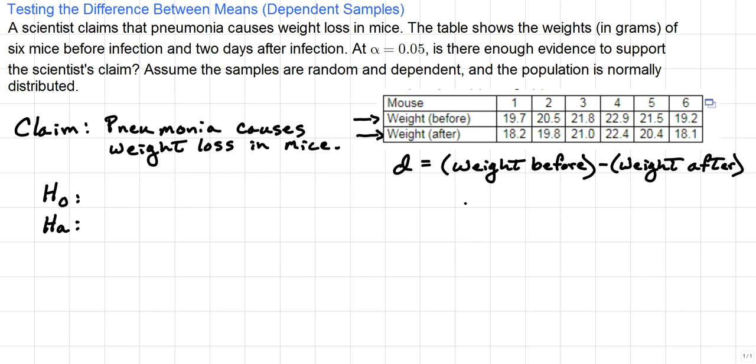if we consider the mean of the differences, if the mice lose weight, that means that this value will be greater than 0 because the weight before will be larger than the weight after, which means that this right here is going to represent the claim. And since the null hypothesis is always a statement of equality, the opposite of this will have to be that it will be less than or equal to 0. So this will be the null.